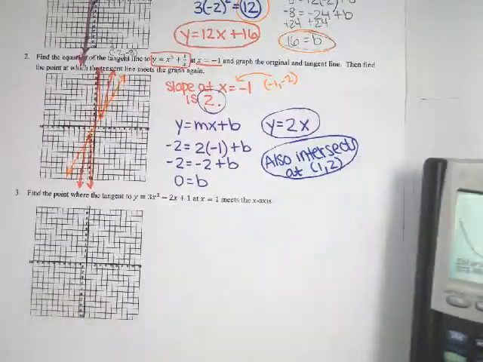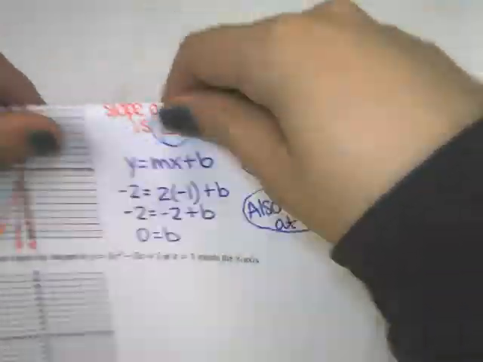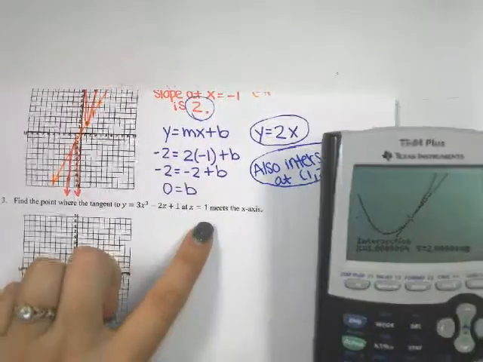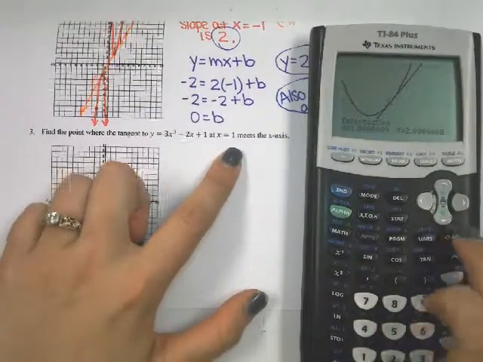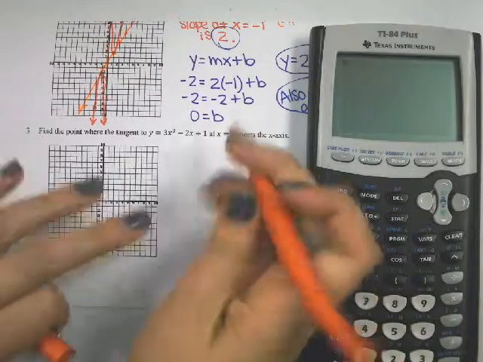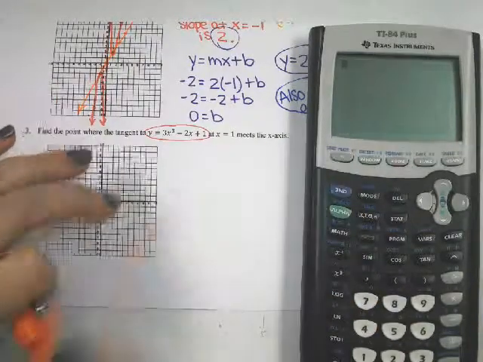All right, let's do one more. Find the point where the tangent to that curve at this point meets the x-axis. So let's graph this equation to get an idea of what we're working with.